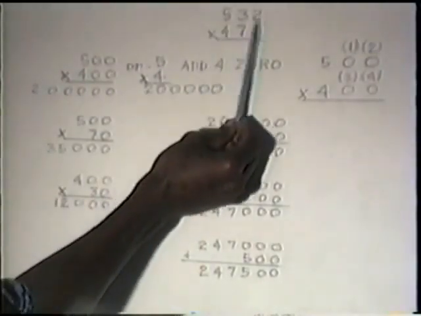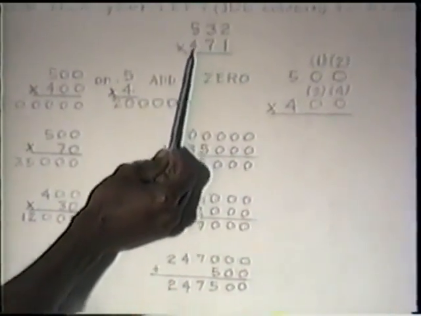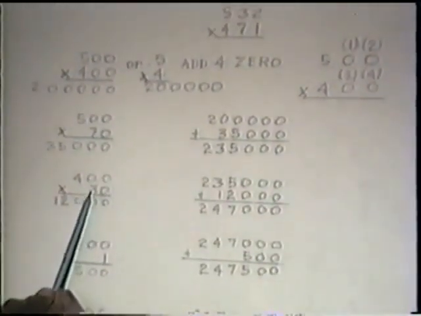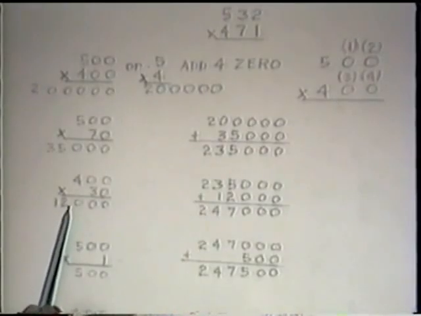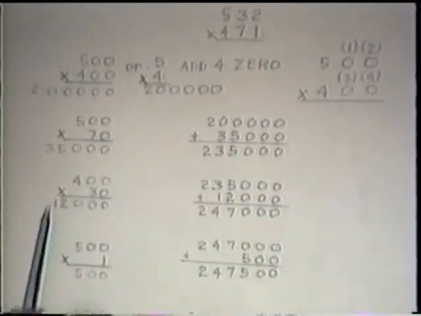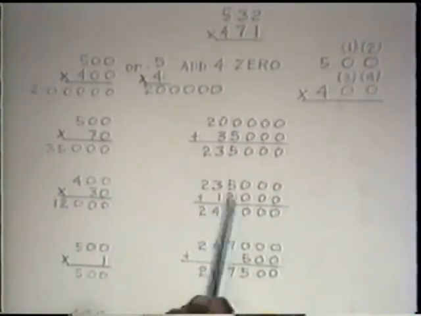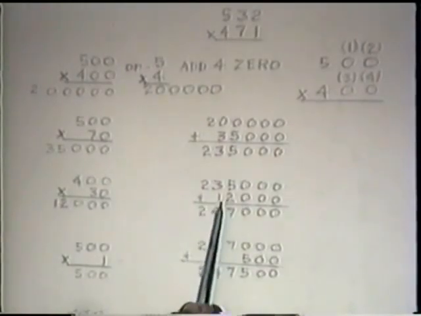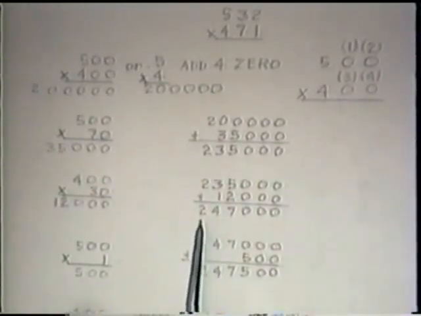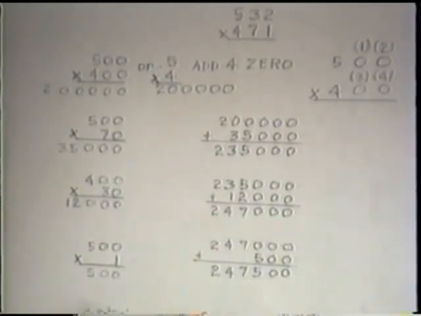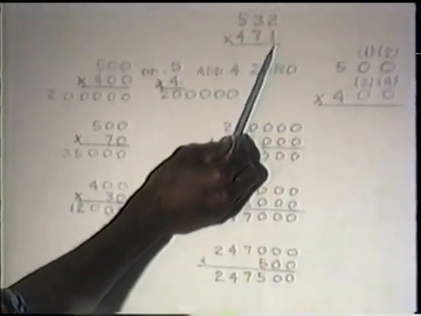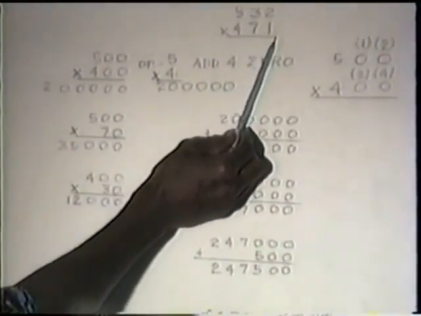Then we're going to multiply 30 of the 532. We're multiplying 30 times 400. 30 times 400 is 12,000. Then we add the 12,000 to the 235,000. And we get 247,000.